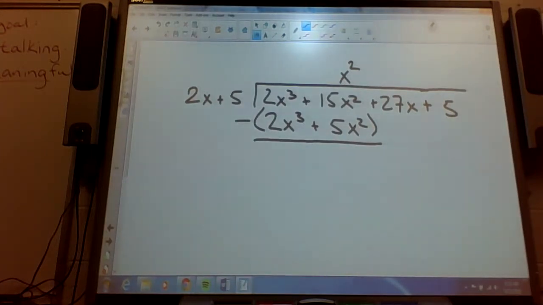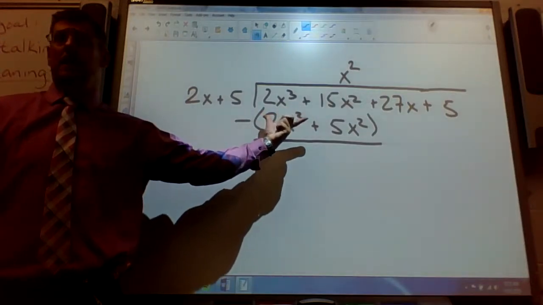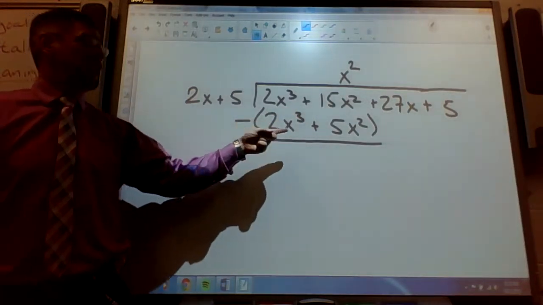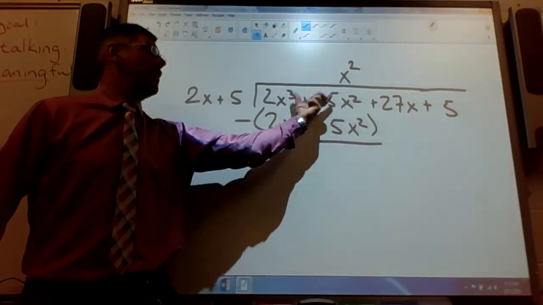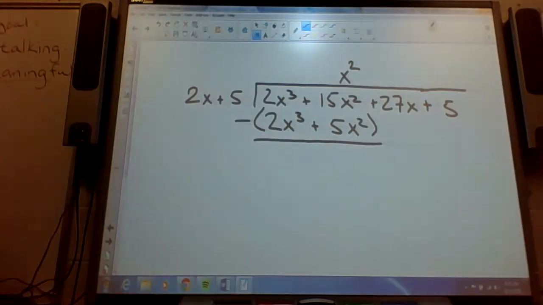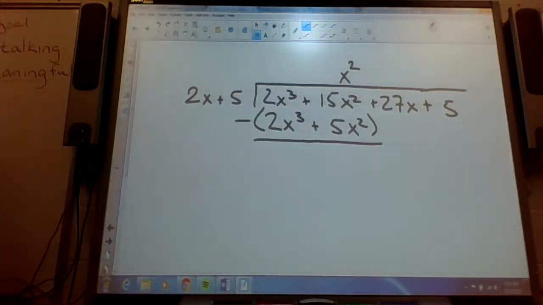So I put a parenthesis around the whole thing. Why? Because I'm not subtracting 2x cubed and then adding 5x squared. I'm subtracting this whole thing from this thing. Right? So I distribute this negative. I want everybody to do it like this so that you don't lose track of the negatives.